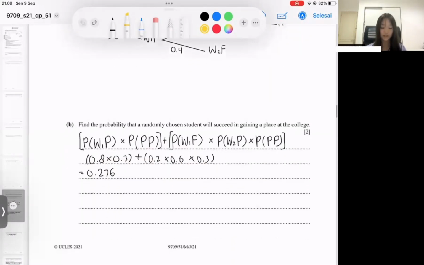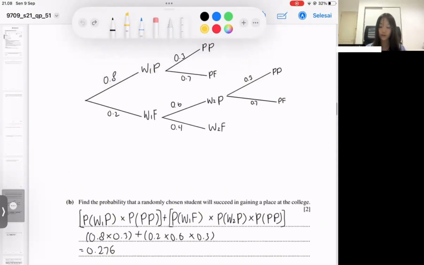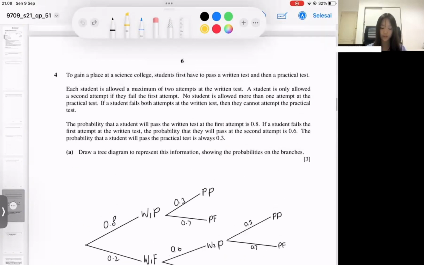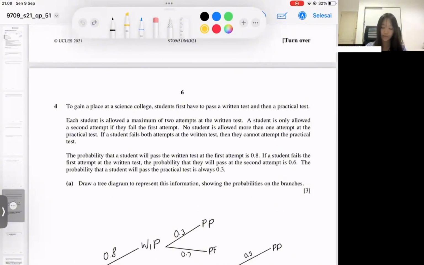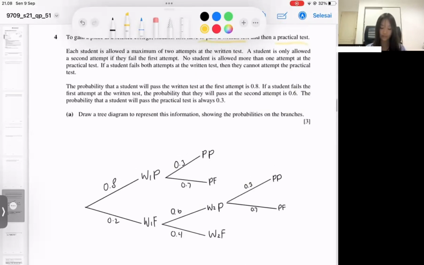Next, question B. Find the probability that a randomly chosen student will succeed in gaining a place at the college. What is the statement and what are the requirements of gaining a place at college? From the question we can see they have to pass the written test and pass the practical test. If we see the tree diagram, the one where they pass both exams is this one and this branching.